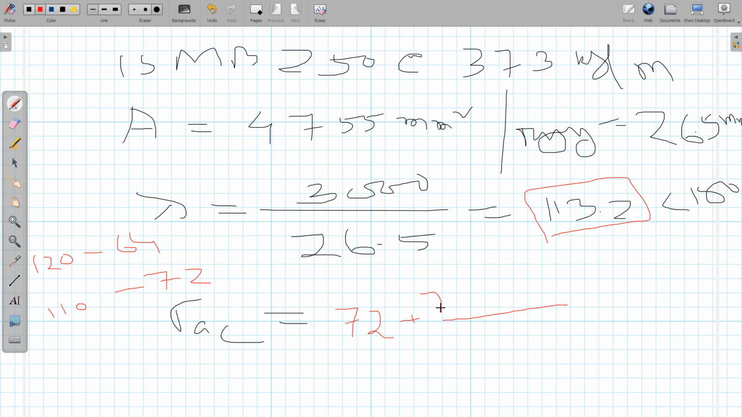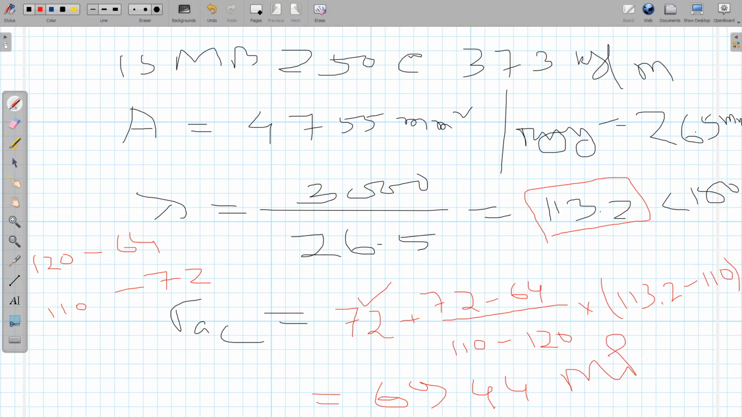I can write like that, 72 minus 64, then at the bottom, 110 minus 120, multiplied by my target, which is 113.2, and what I have written already, 72, that is for 110. Now if you do this calculation, this is giving a sigma SC value of 69.44 MPa. See, it is very close to 110, so a value of sigma SC you will get corresponding to the closer value of 110.